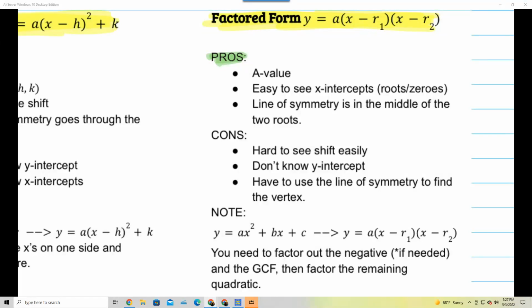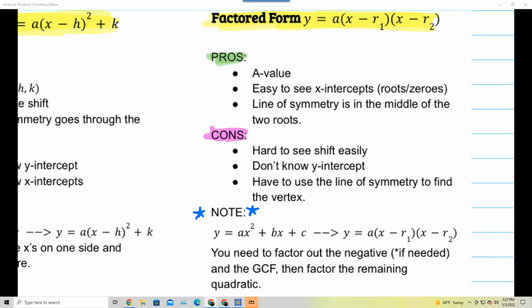Some of the not so good things of having it in factored form is it's hard to see how your graph is shifting. So it's not so easy to pick off that it moved this many units to the left or this many units to the right. It doesn't tell you the y-intercept, okay? And you have to use the line of symmetry in order to find the vertex. That's kind of cumbersome, but it is what it is. So here's the important part, some notes.